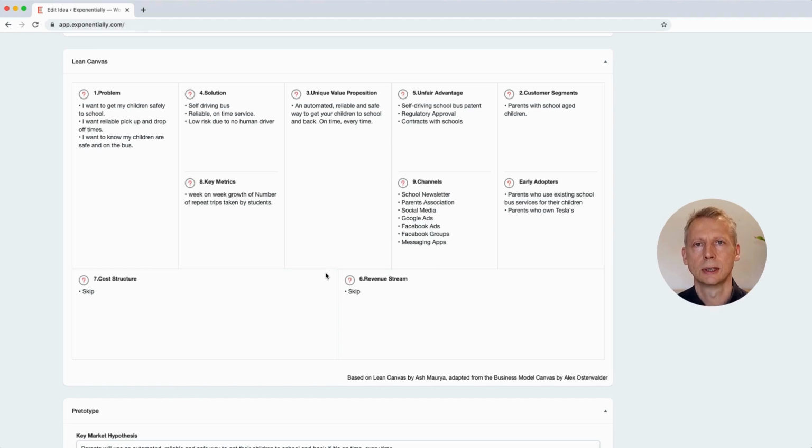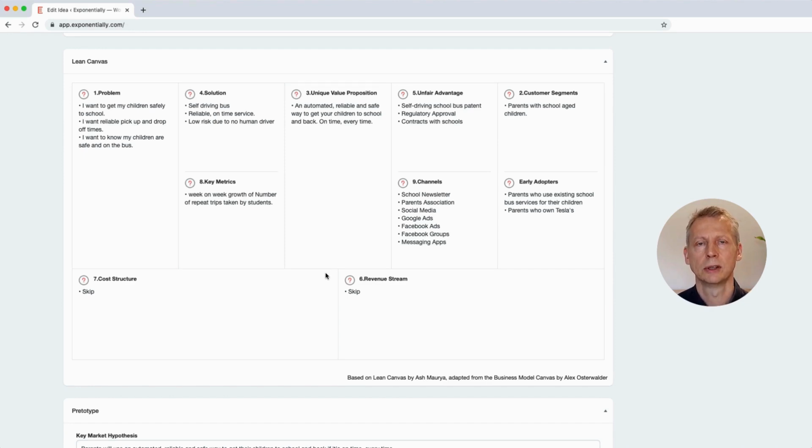Then we jump across to the customer segments. Now on the customer segments, at the high level, it's parents with school-aged children. And the early adopters would be parents who use existing school bus services for their children, and potentially parents who own Teslas because they're used to autonomous and that kind of safety aspect.